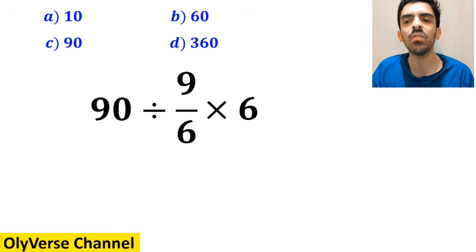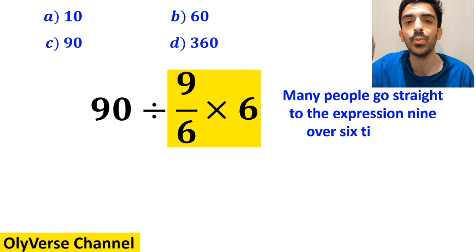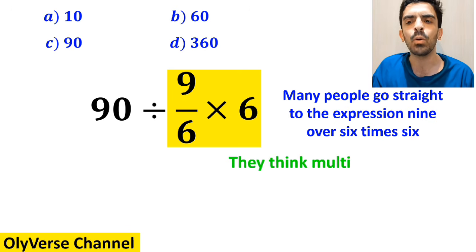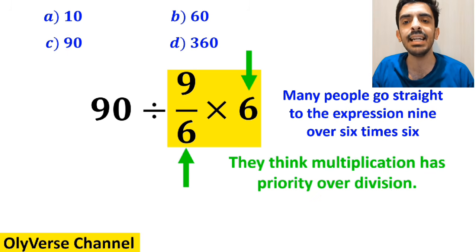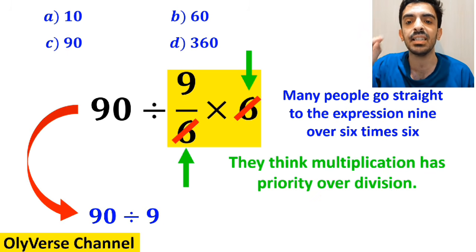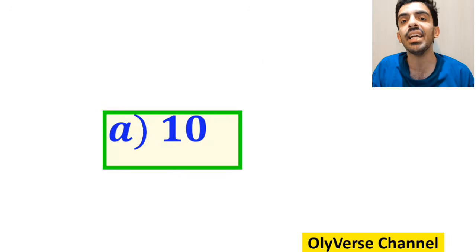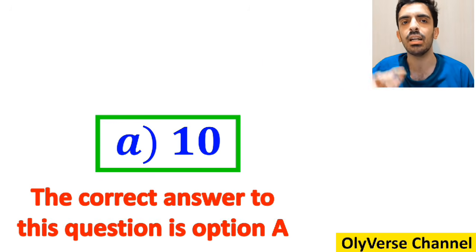At the beginning of solving this question, many people go straight to the expression 9 over 6 multiplied by 6, which I've highlighted in yellow, because they think multiplication has priority over division. And they say it's easy to simplify the 6 with the 6 in the denominator and write this expression as 90 divided by 9, which finally gives them the answer 10. Then, without any hesitation, they immediately say that the correct answer to this question is option A.